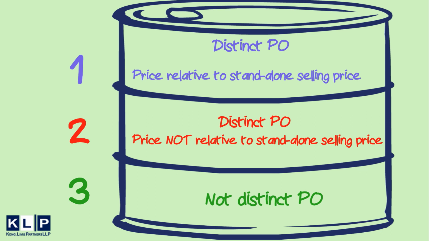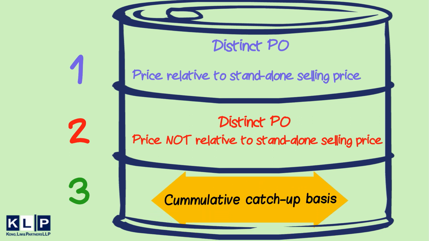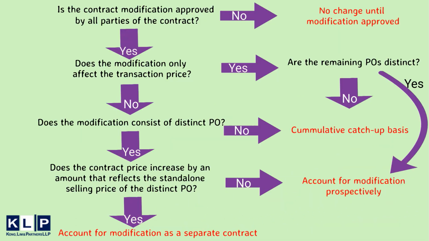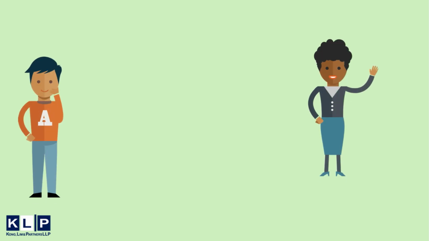Thirdly, if at the modification date, the remaining performance obligations are not distinct from those already transferred, the revenue has to be adjusted at the date of the modification on a cumulative catch-up basis. This flowchart can help you identify how an amended contract should be treated in relation to the new IFRS 15 standard. Let us look at an example.